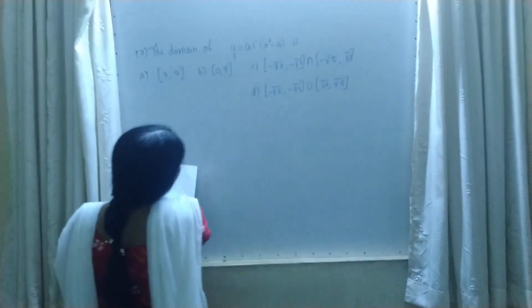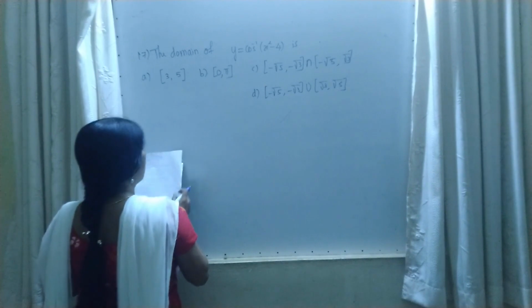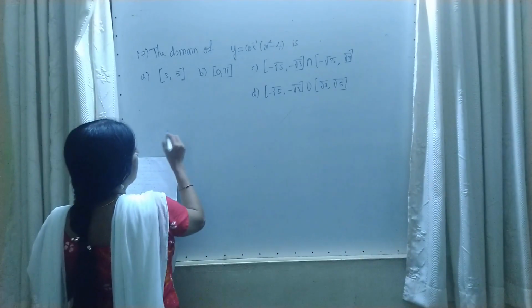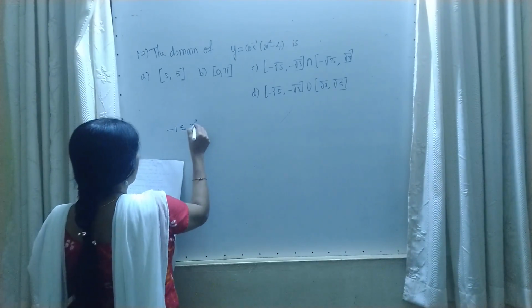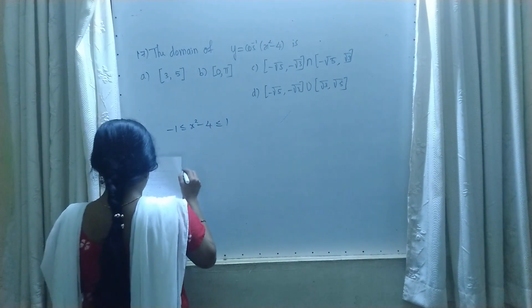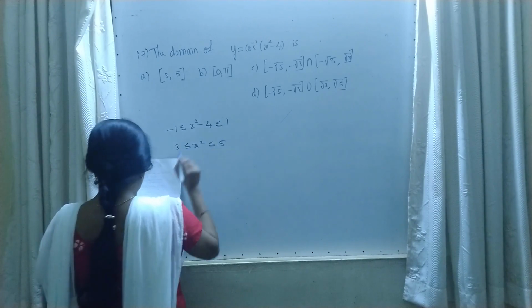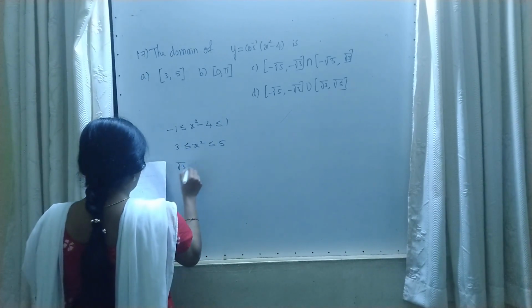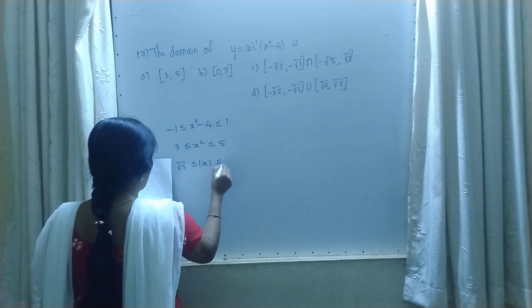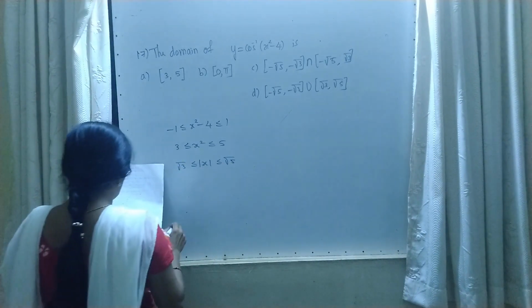So what is the domain for cos inverse? It is also minus 1 to plus 1. Instead of x, we have x square minus 4. And solving this inequality, we are getting like this. And because of that square, we have to write it in the form of modulus.